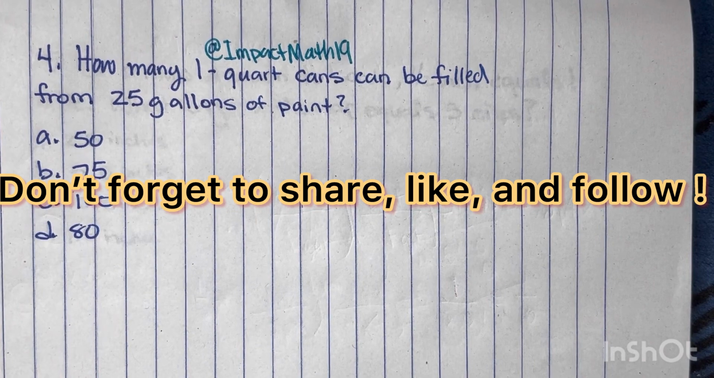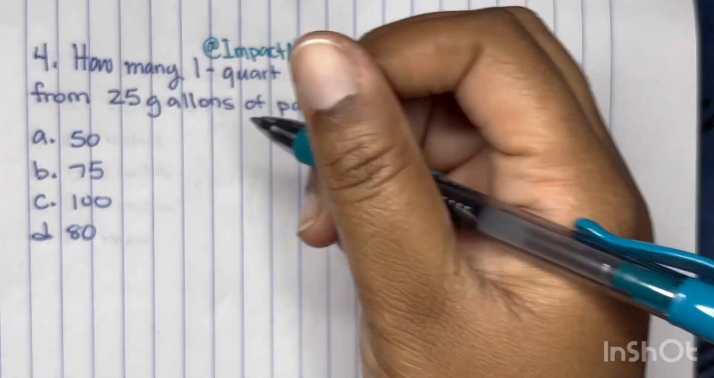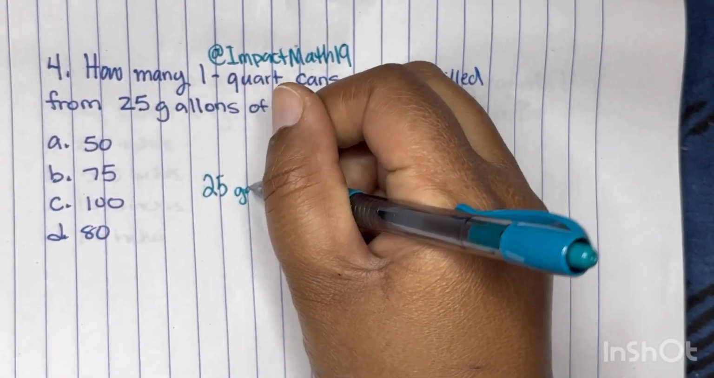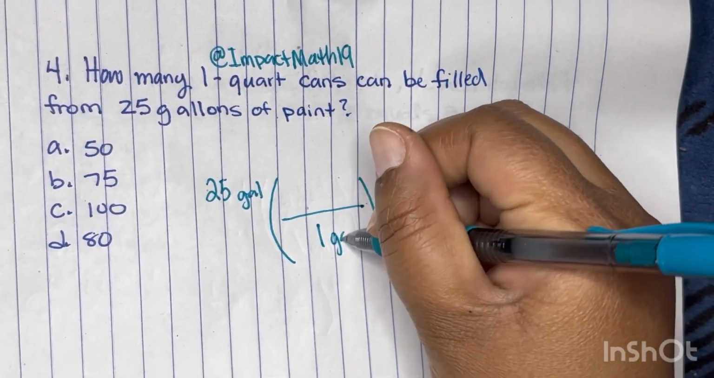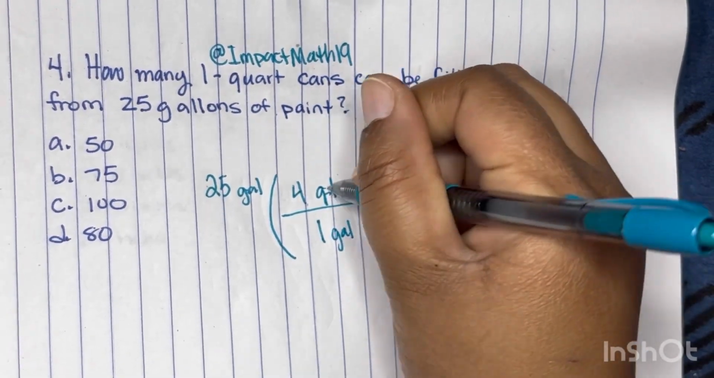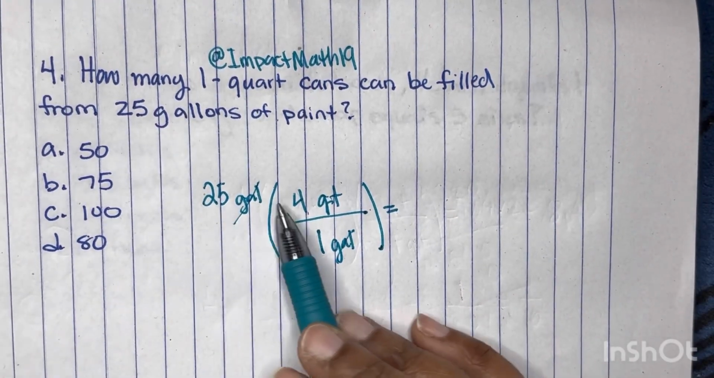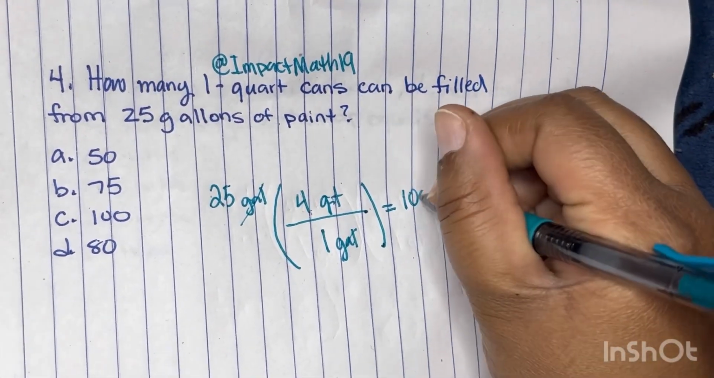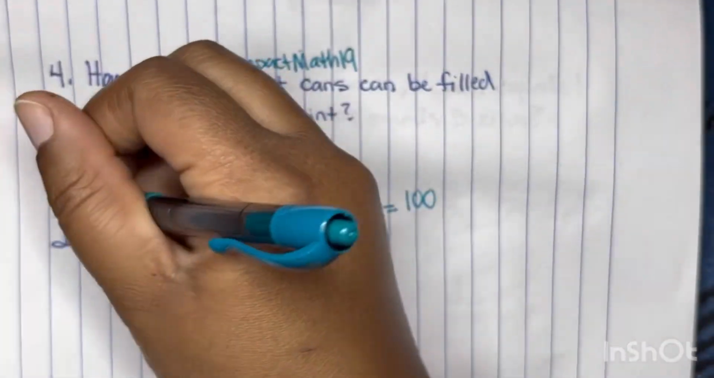Number 4 says, how many 1 quart cans can be filled from 25 gallons of paint? Well, if we start with 25 gallons, okay, 1 gallon is equal to 4 quarts. So gallon cancels, and so we will multiply 25 times 4. Well, think about 25 quarters equals 100, $1. So how many 1 quart cans can be filled? C, 100 of them.